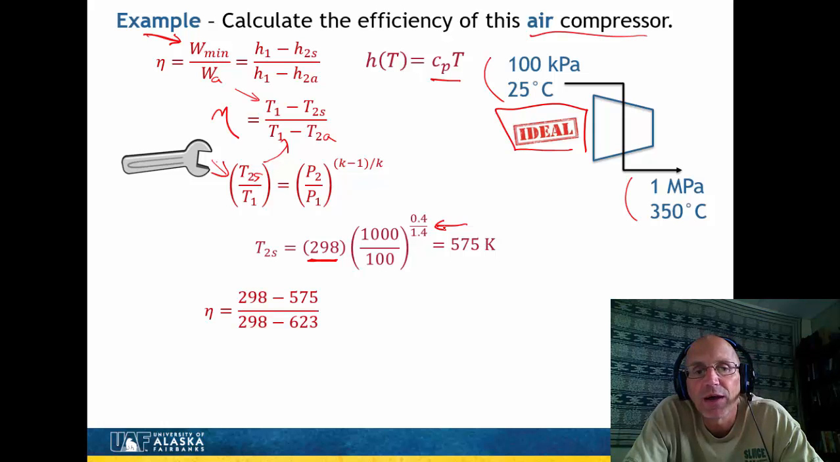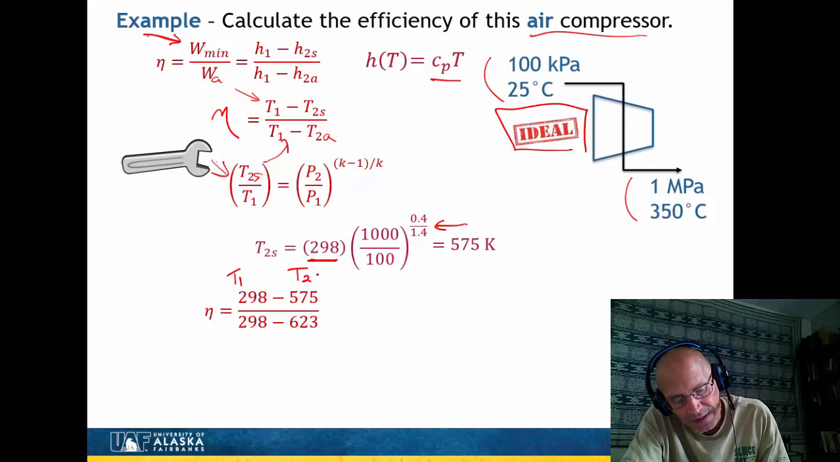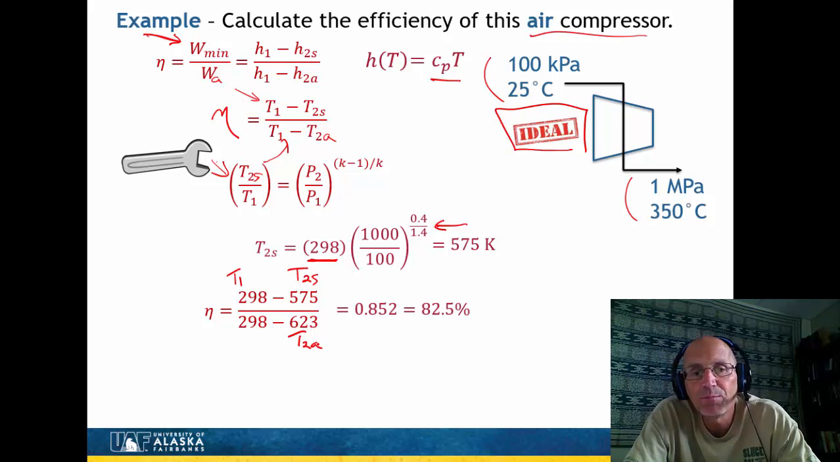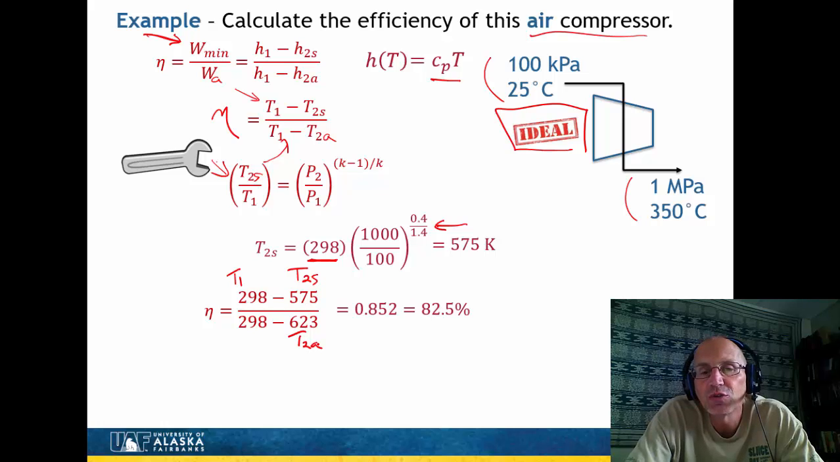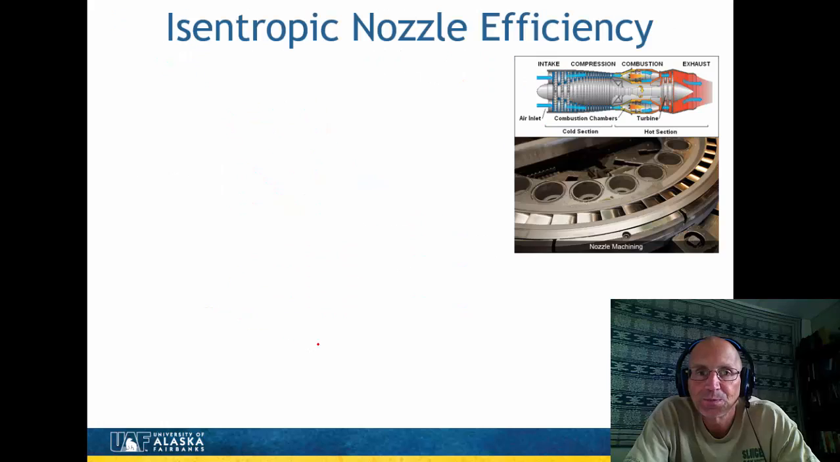So now I can go ahead and apply that back into my efficiency equation. There I've got my T1. This right over here is my T2S, and this value over here is my T2 actual. It's going to be a value somewhat less than 1. It's 0.852, so this would be an 82.5% efficient compressor.